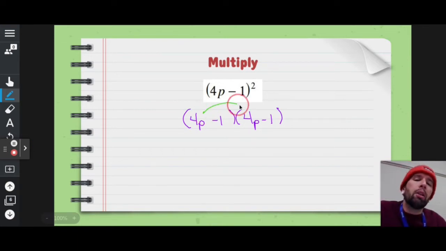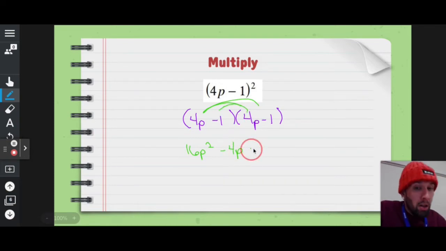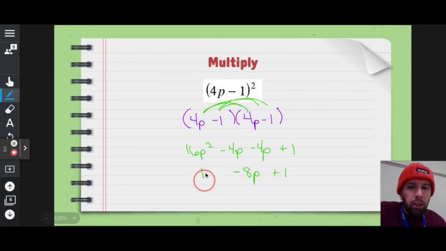Okay, 4p times 4p, yeah, is 16p squared. 4p times negative 1 is negative 4p. Negative 1 times 4p is negative 4p again. That will always happen. The two middle guys will always be the same in perfect square trinomials. And negative 1 times negative 1 is plus 1. So I got the 16p squared right, and I got the plus 1 right. Oh, but this part I didn't get right. These two combine to make negative 8p, because negative 4 minus 4 is negative 8. P comes along for the ride, plus 1 comes down, 16p squared comes down.